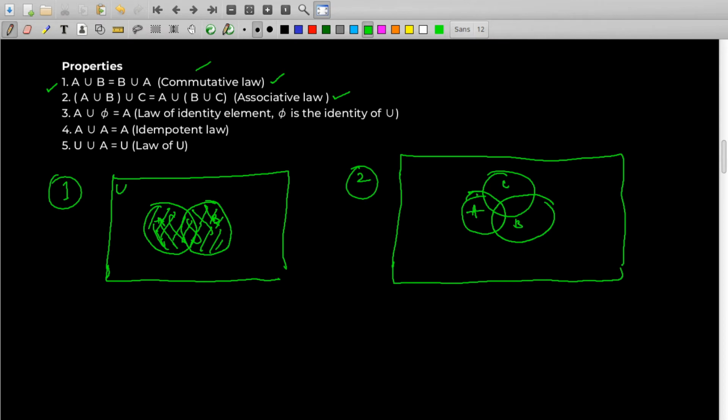So A union B will be this one, and union C will be this one. If we come the other way also, B union C will be this one, and if you union A also, it will be this one. So these are equal, right?